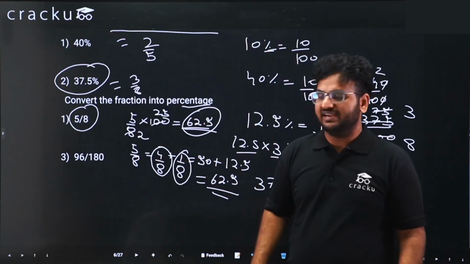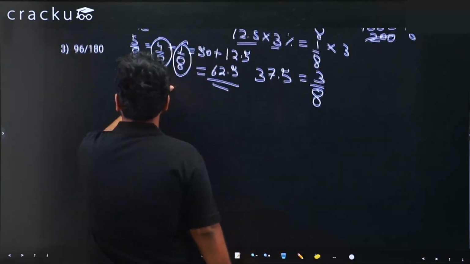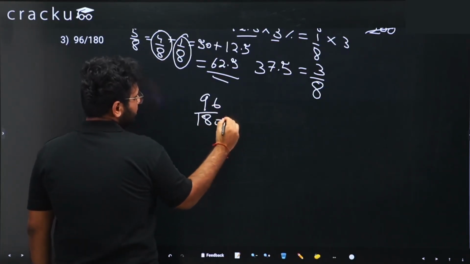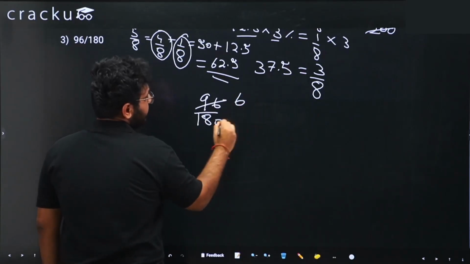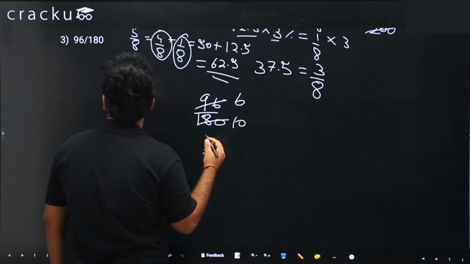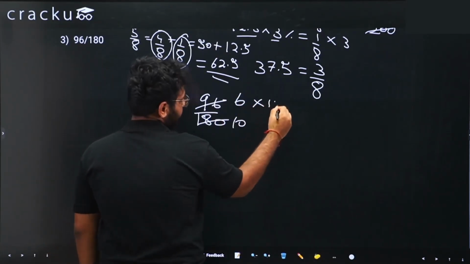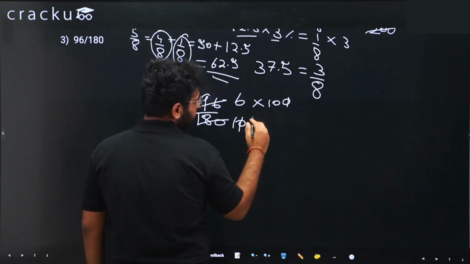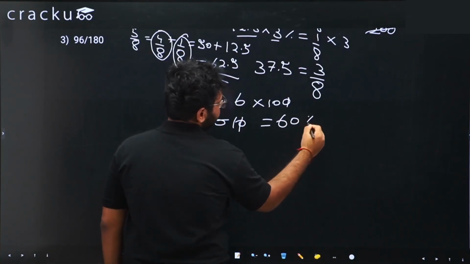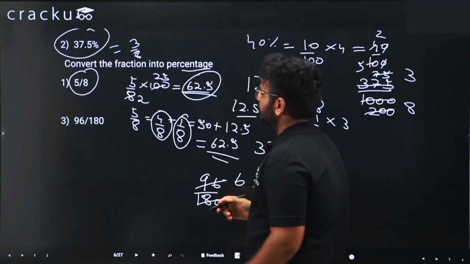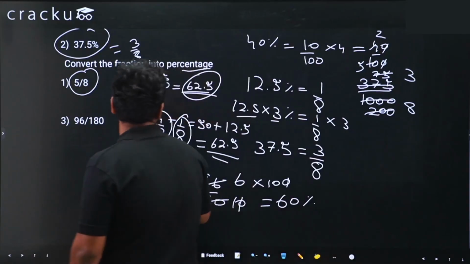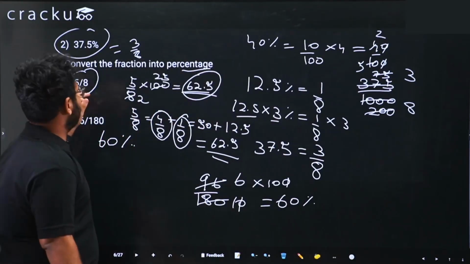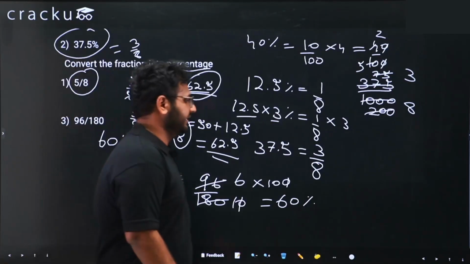Now 96 by 180. So 18 into 6 is 96. 18 into 10 is 180. Now into 100, we need it into percentage. So the zeros cancel, which will be equal to 60%. Hence 96 by 180 is equal to 60%. And 5 by 8 is equal to 62.5%.